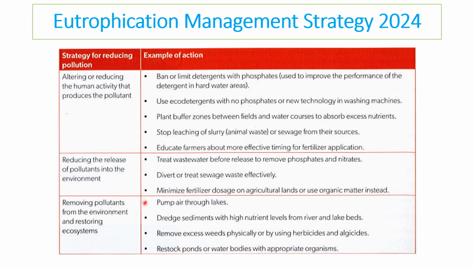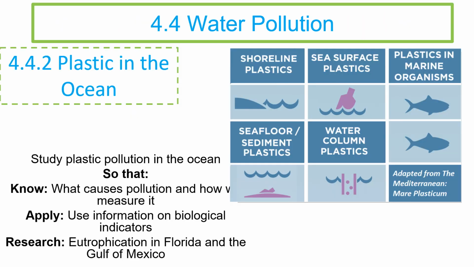Well, we could pump air through the lakes. If we can pump the air through the lakes, that will aerate it, give the oxygen, reduce the impacts of eutrophication. We can dredge the sediment with high nutrients from the lake. We can remove excess weeds physically or by using herbicides, that's obviously another issue, and we can restock the ponds with appropriate plants and any organisms needed.